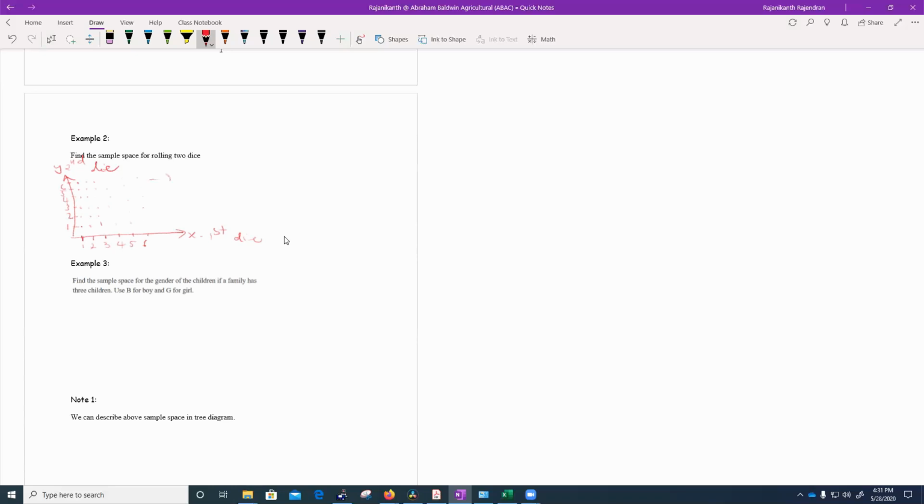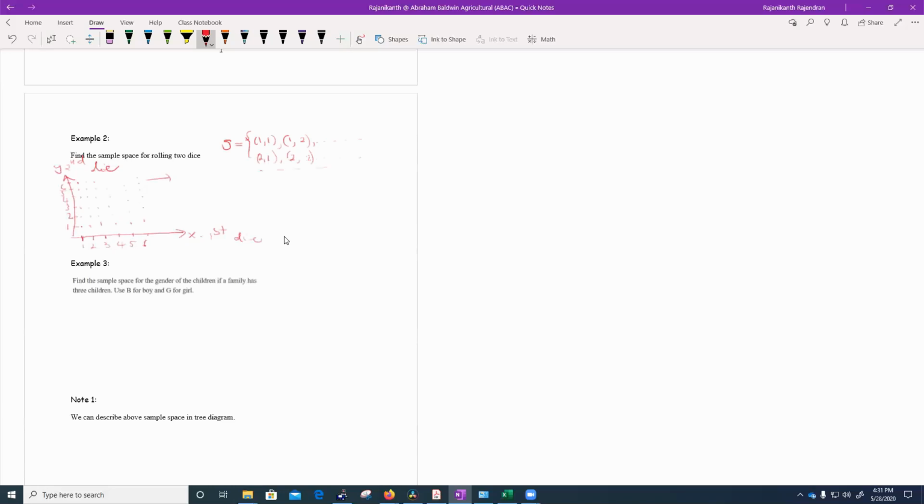If you list this using set notation, I denote S for the sample space. So I'm writing in set notation. My sample space is going to be the collection of all the possible outcomes. I may get number one from the first die and number one from the second die, or number one from the first one and number two from the second one, and so on. I may get number two from the first and number one from the second, and number two from the first and number two also from the second, and so on.